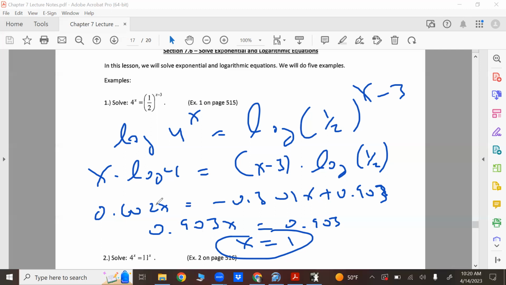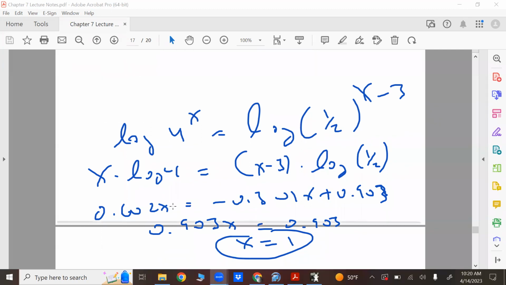Wait, why is it 0 point? That's just what happened when I multiplied this by -3. This right here, by the way, was -0.301. I kind of glossed over that. We distribute -0.301 into this, that becomes positive 0.903. You have to use a calculator for that part. That's not terrible, obviously, so I'm sorry I glossed over it. But that's what we're going to do. We're going to be using logs to solve these equations.